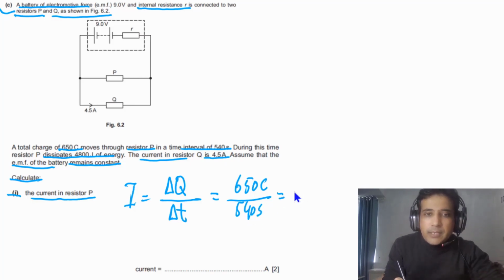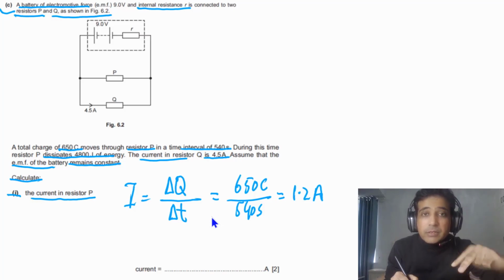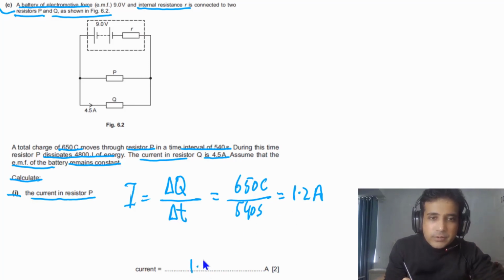So we can calculate the value of current, that is equal to 1.2 amps up to 2 SF. We have to use 2 SF because the given data has 2 SF. So we have to consider the least number of SF in the given data. So the answer for this question is 1.2.